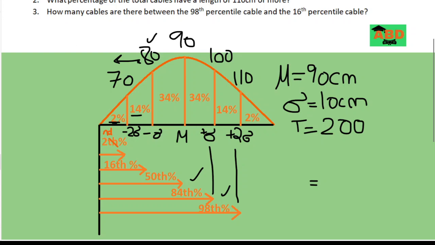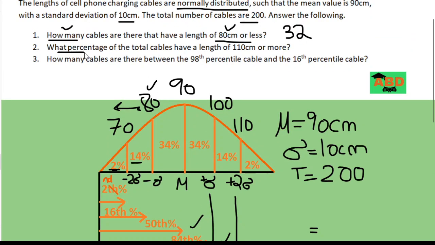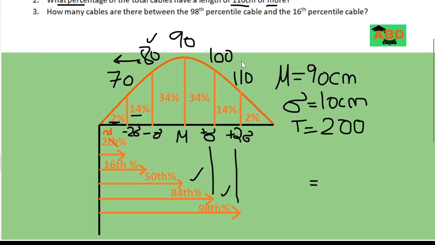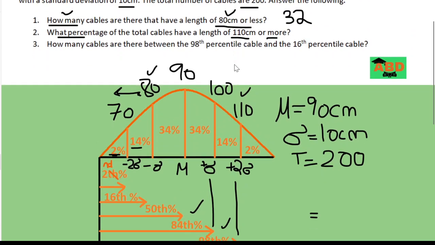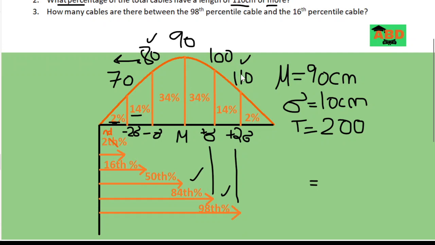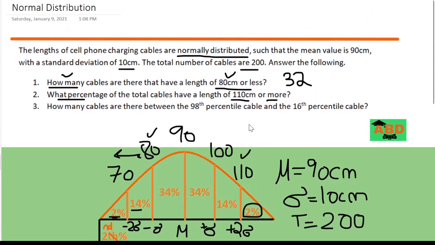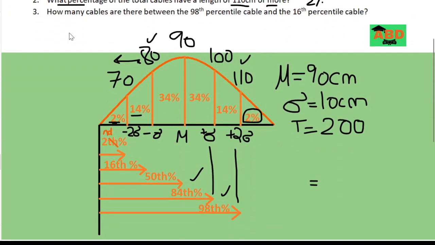Okay, question 2. What percentage? Now we're interested in the percentage. What percentage of the total cables have a length of 110 centimeters or more? The first thing that I need to do is locate 110 centimeters. 110 centimeters is at 2 standard deviations above the mean, and I need to see how much percentage is above 110. This is pretty easy. This is almost like a reading problem. You see 2% right here. That is going to be 2%. Okay, moving on.